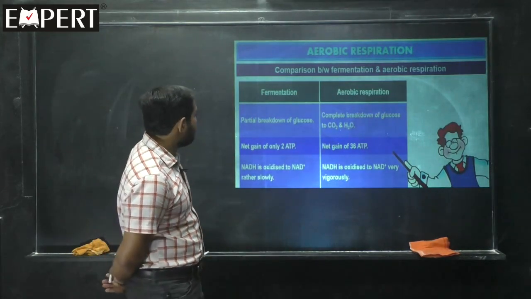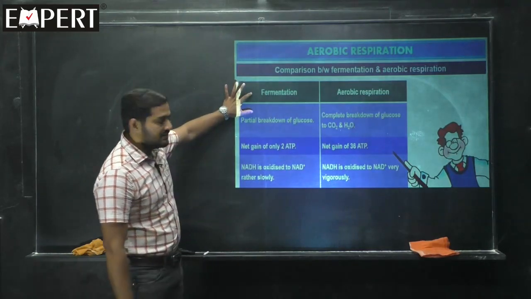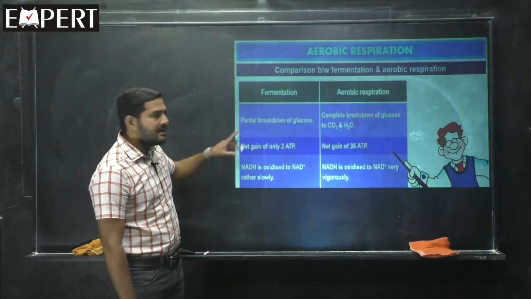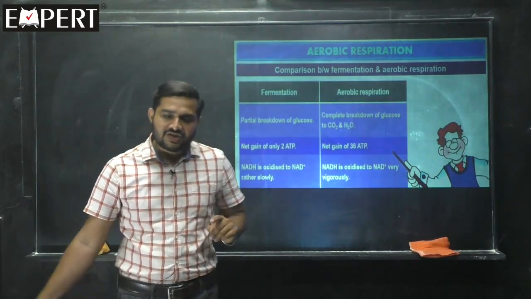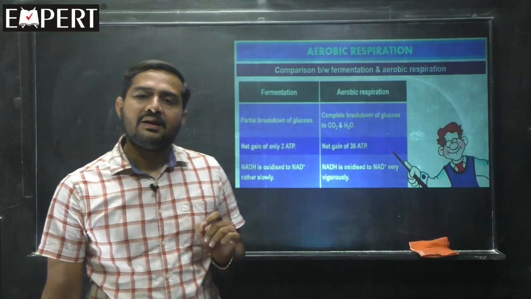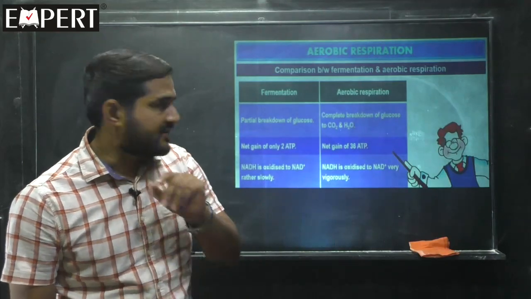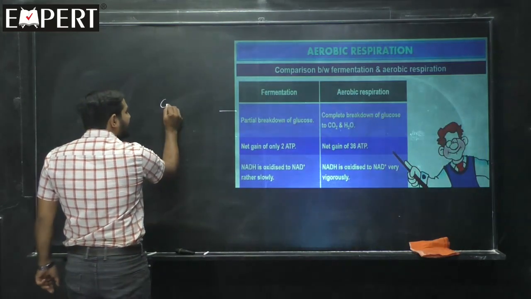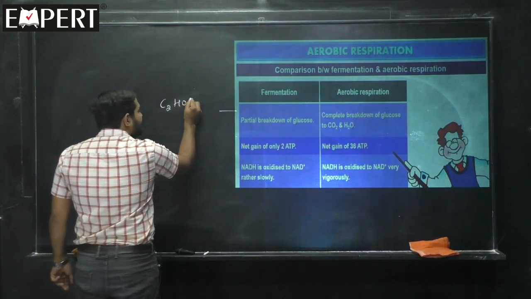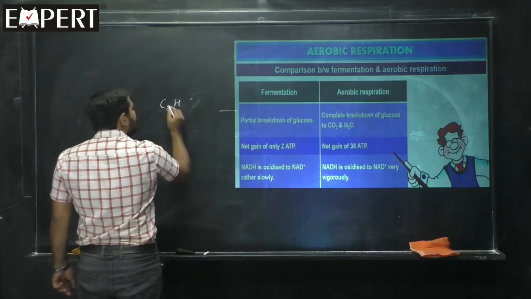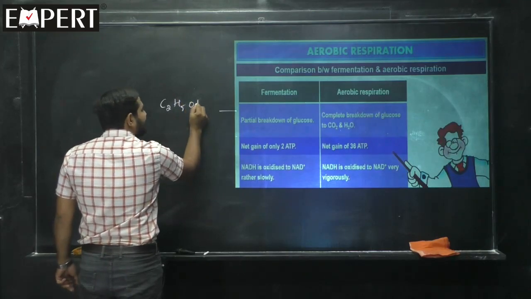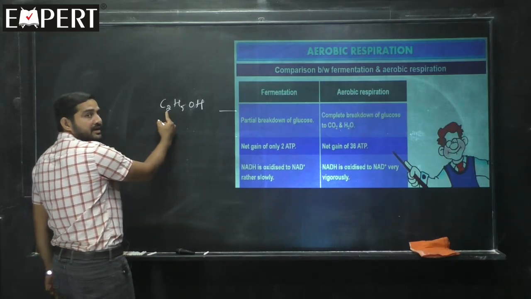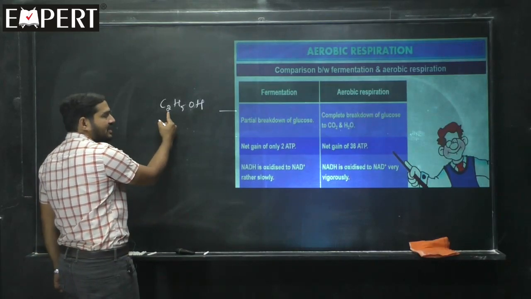Let us see. First one, fermentation. It is a partial breakdown of the glucose molecule. Is fermentation a partial breakdown of the glucose molecule? You should tell me the answer. The answer is yes. How? Because in fermentation, either ethanol formation takes place, C2H5OH, which still has a carbon-carbon bond. So, it is a partial breakdown.